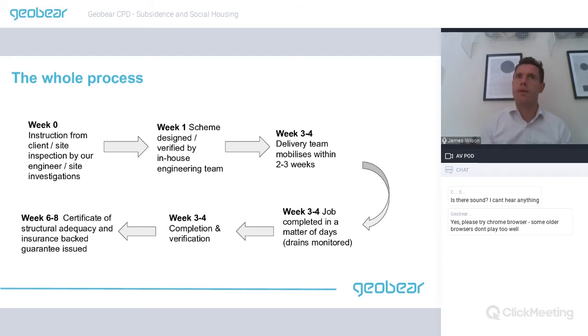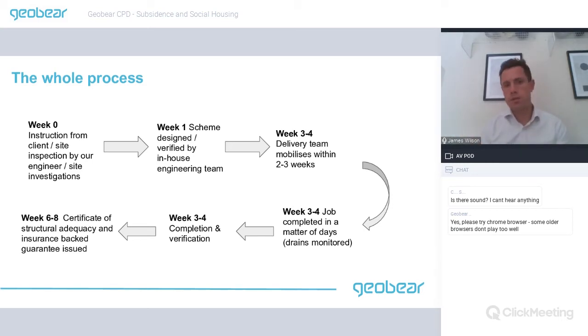So we would come to site, we would inspect it, we would see where the property is subsiding. We would do things like site investigations, where we would take a borehole, we'd dig a trial pit, and we'd see actually what has caused the subsidence. And we'd take all that information. We'd also do things like drain surveys to see if they're causing any issue.